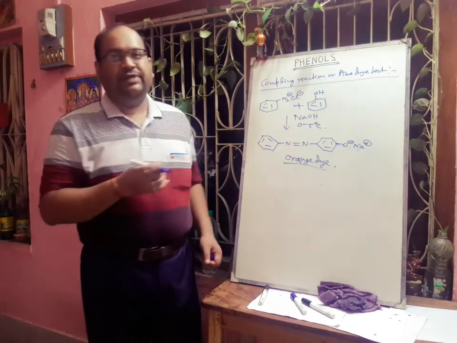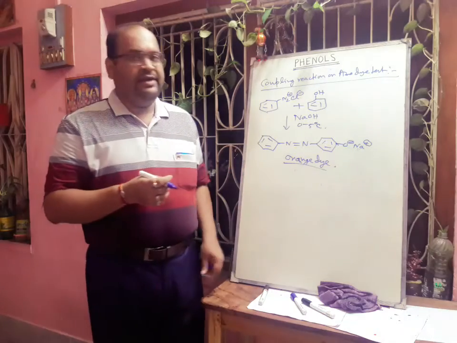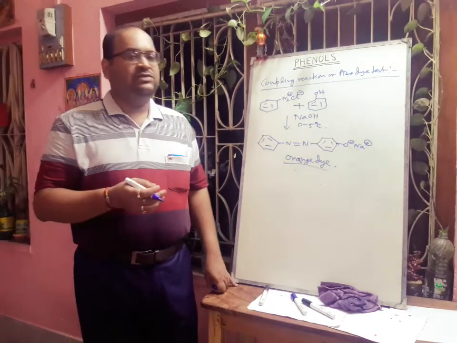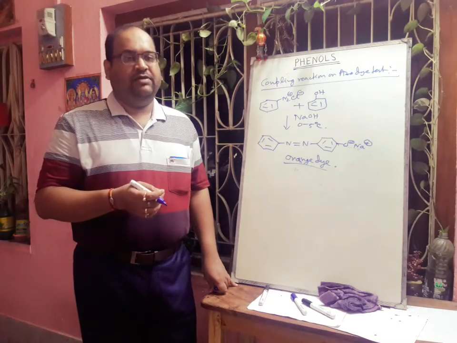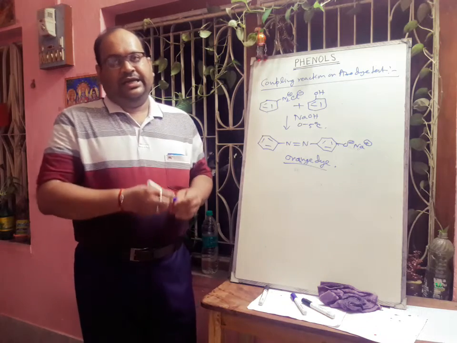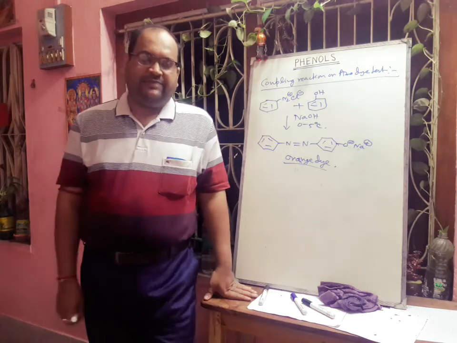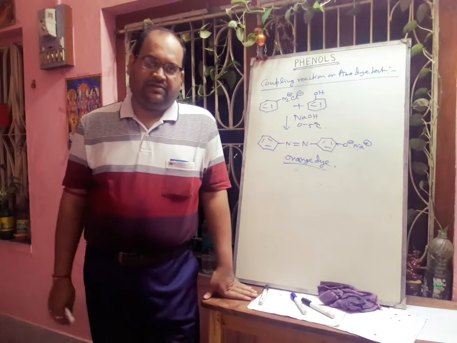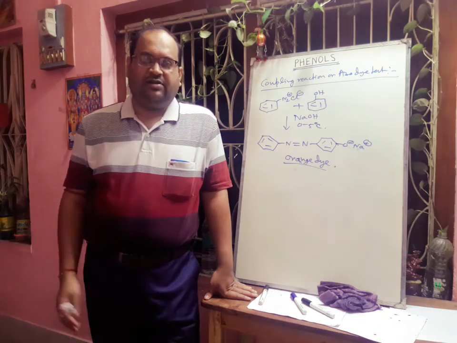So by this reaction we can easily identify phenol, and another test we have already discussed, that is ferric chloride test. Phenols react with neutral ferric chloride solution to produce different types of color, that depends on the structure of the phenol. Generally phenol will give violet or green coloration.